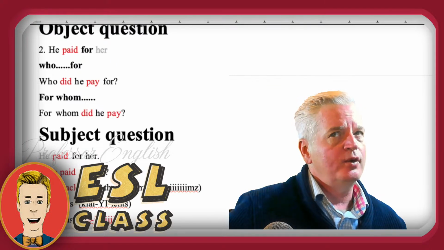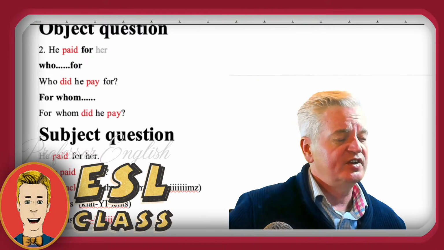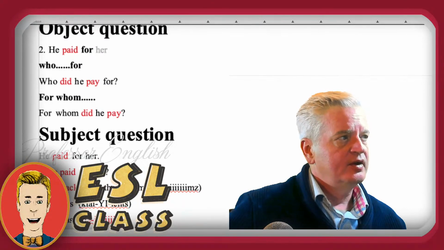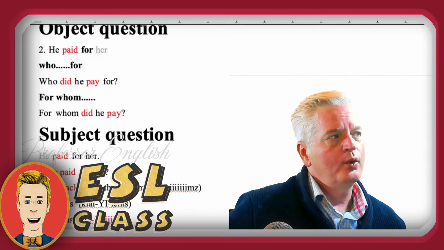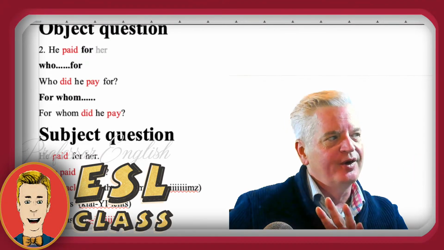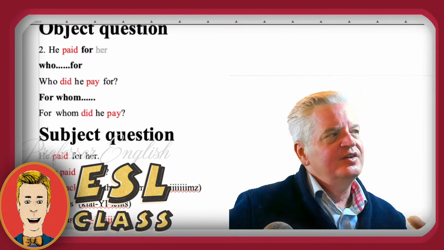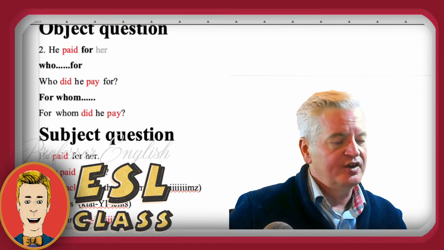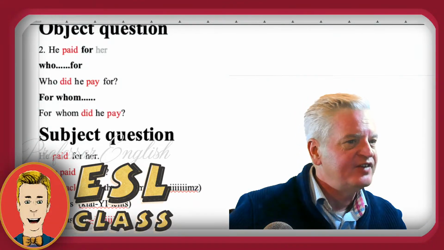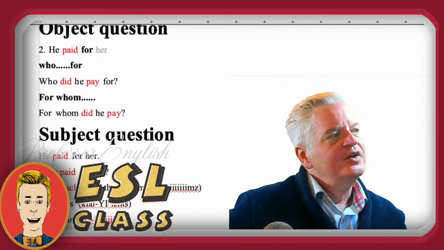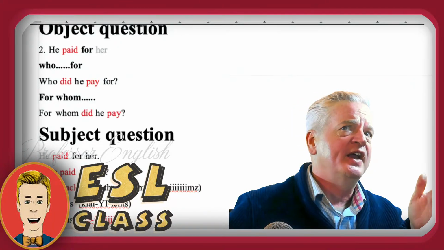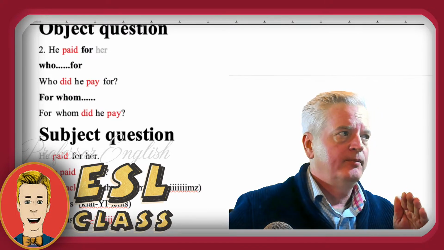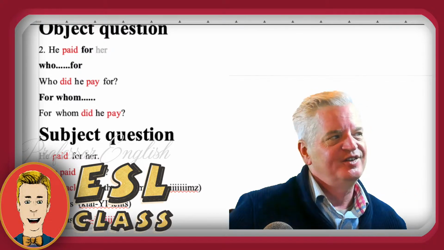And the typical way that you do this in English is very unusual. It's very different from other languages. Because what you have to do is make a who... for question. So you just let that for stay in the place where it was originally in the sentence. It could be in the middle of a sentence, but you just leave it there. So you have the original question, who did he pay? But if you have the word for, you have to say, who did he pay for? It's very strange. Who did he pay for?